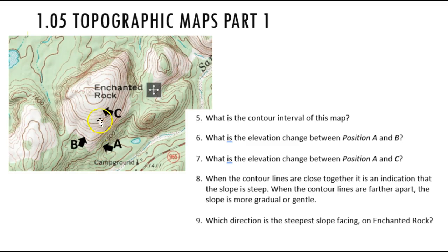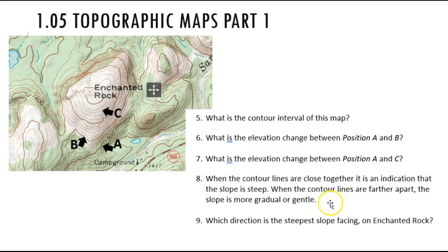So this would be 200. And then there's 1, 2, 3 more lines. So you would count by this number 3 more times and add it to your 200, and you would get that change in elevation between A and C. So again, we go 100, 200, count by the contour interval, count by the contour interval, count by the contour interval, and it gives you that change in elevation.